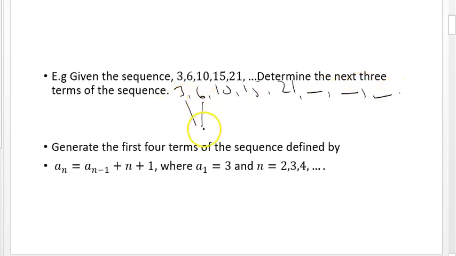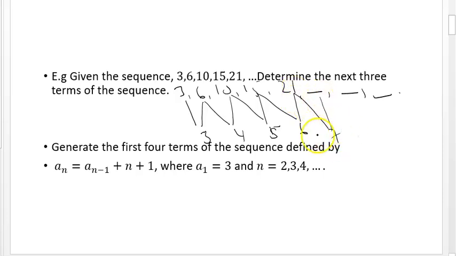So between 3 and 6, difference what? 3. Between 6 and 10, difference 4. Between 10 and 15, difference 5. Between 15 and 21, difference 6. Between this and this, we have difference 7. Then difference 8. And lastly, we have difference 9.